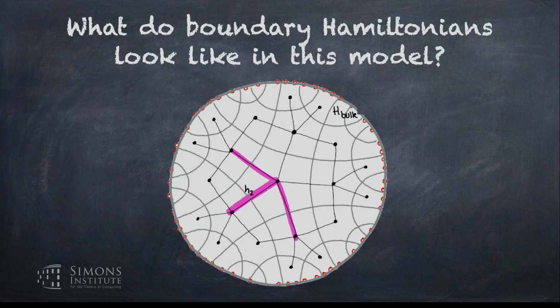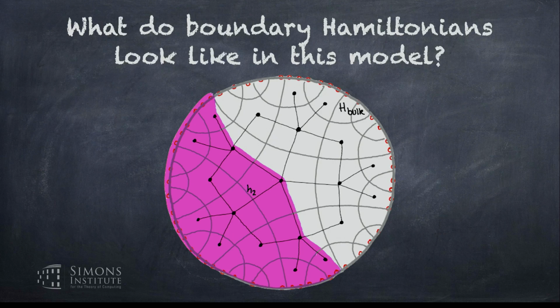Well, we can do this by taking the bulk terms in our Hamiltonian and pushing them out to the boundary. And when we do that, because of the way that the tensor network spreads information through the bulk, we end up with a boundary Hamiltonian term that acts over a very large portion of the boundary. So in particular, bulk Hamiltonian terms from the center of the bulk will map to boundary terms that act on an order 1 portion of the boundary, which is not what we want for AdS/CFT.